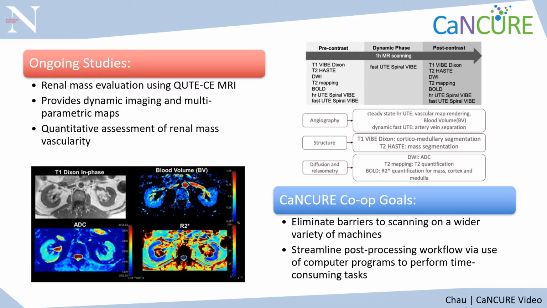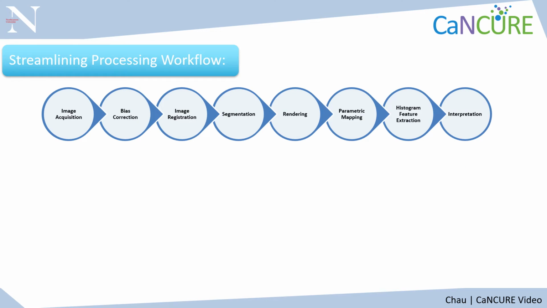However, this study did not enroll new patients while I was working, and so my goals had to shift. Rather than focusing on analyzing patient data itself, I decided to focus on streamlining our process. So that meant eliminating barriers to scanning on different machines, so anytime we want to expand to a new machine, that would be easier to do. It also involves streamlining our post-processing workflow by using computer programs to perform the more time-consuming tasks in our pipeline. Speaking of which, here's our current workflow.